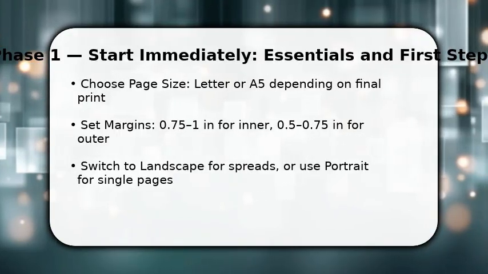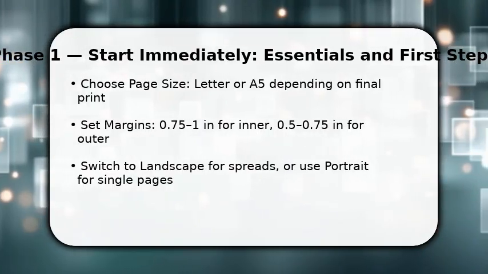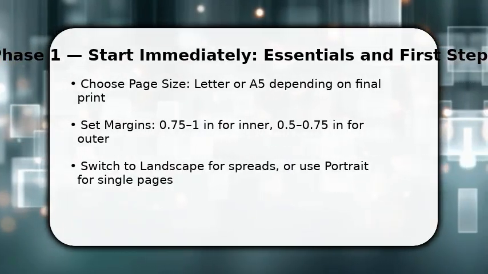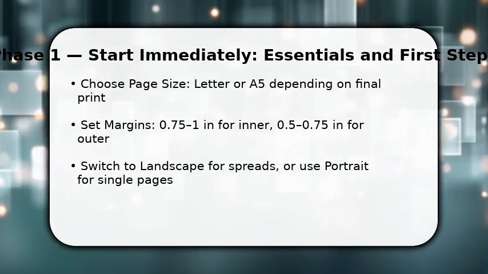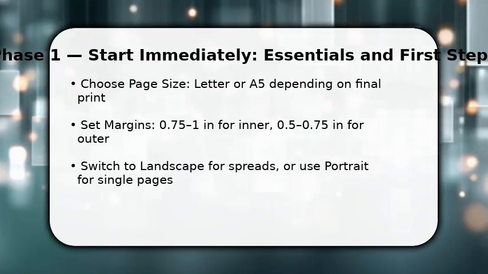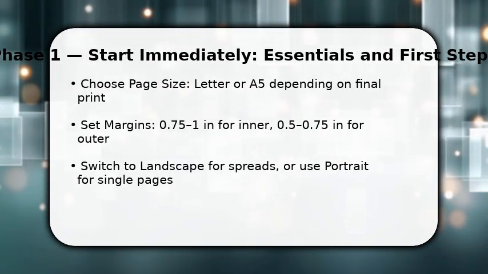You'll start by forcing the page into book dimensions. Open File, Page Setup and pick Letter or A5, then set margins for binding. Once done, change orientation if you want 2 page spreads, otherwise keep Portrait for single pages. Make sure to set default so new pages follow the same layout.